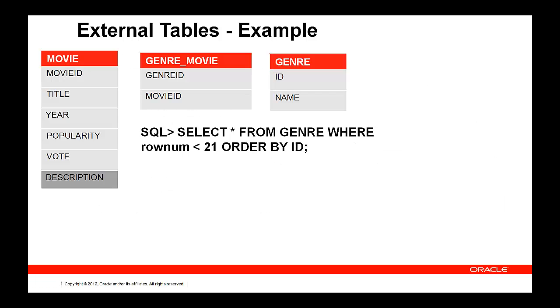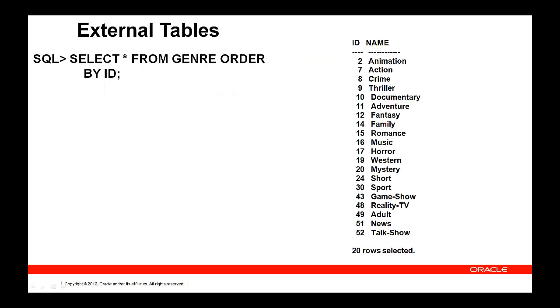Let's take a look at an example. We have defined 3 external tables, which represents key value pairs that reside in Oracle NoSQL Database. Once we have defined the 3 external tables, the publish utility is run, which describes how to access the data in Oracle NoSQL Database. We can now access the data directly with SQL. Let's take a look at 2 sample queries. The first query, select star from genre order by ID, simply shows the first 20 genres sorted by ID in the Oracle NoSQL Database.